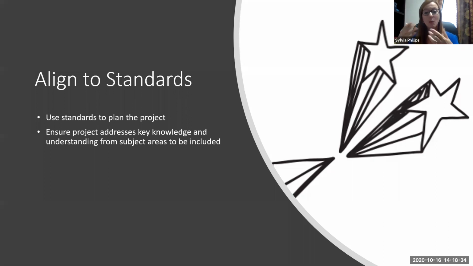So what are the skills I want to see demonstrated? Not just a repetition of a definition, right? We want to go deeper in the learning of those skills.